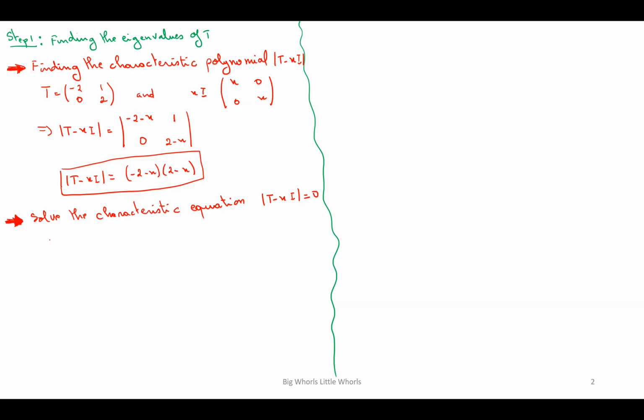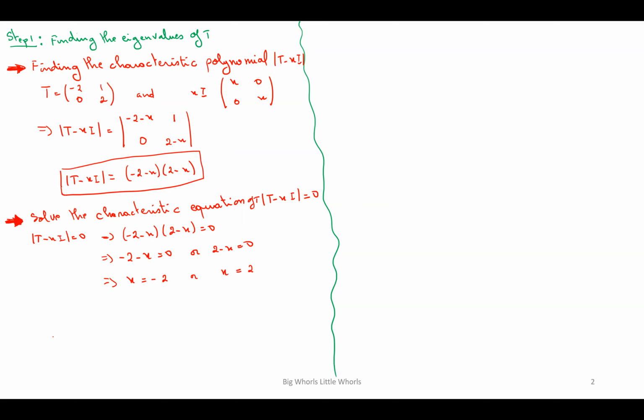So the characteristic equation of T, which is the determinant of T minus xI equals 0, means we have minus 2 minus x multiplied by 2 minus x equals 0. That means minus 2 minus x equals 0, or 2 minus x equals 0. That means x is equal to minus 2, or x is equal to 2.